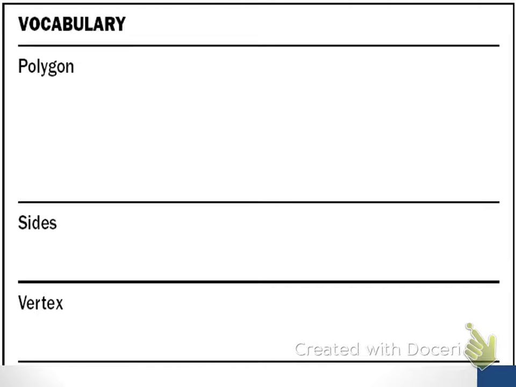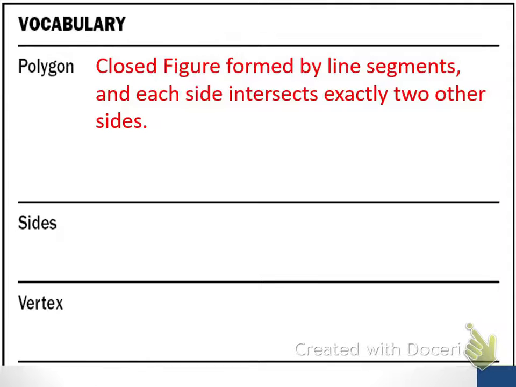So, polygon. It is a closed figure. This is as shortened as I can make it. It is a closed figure formed by line segments, and each side intersects 2 other sides. Closed figure formed by line segments, and each side intersects 2 sides.